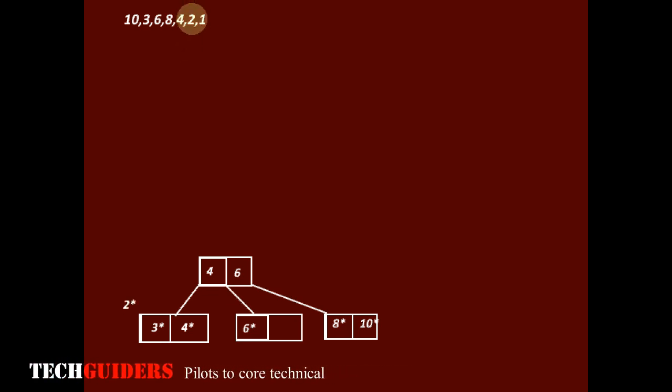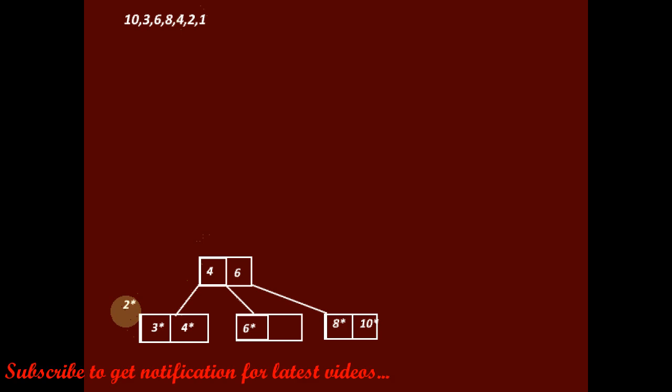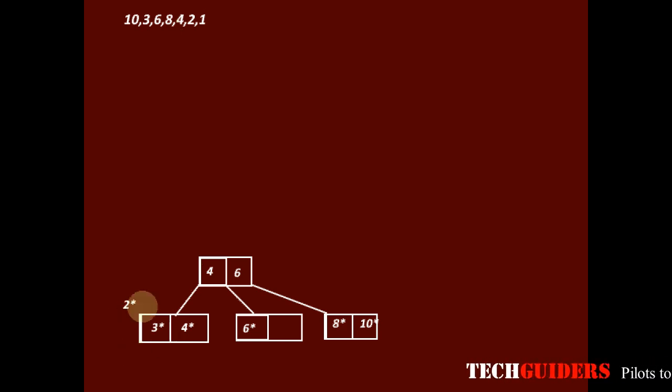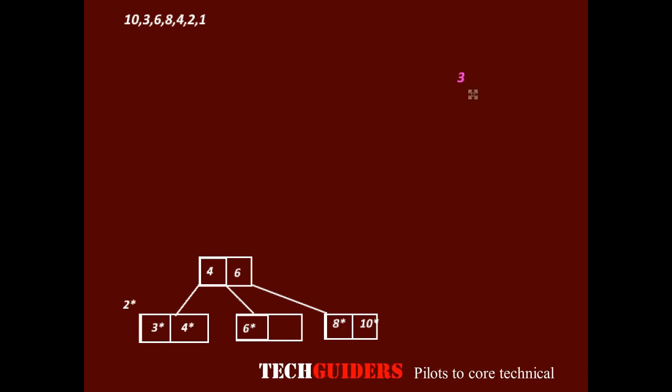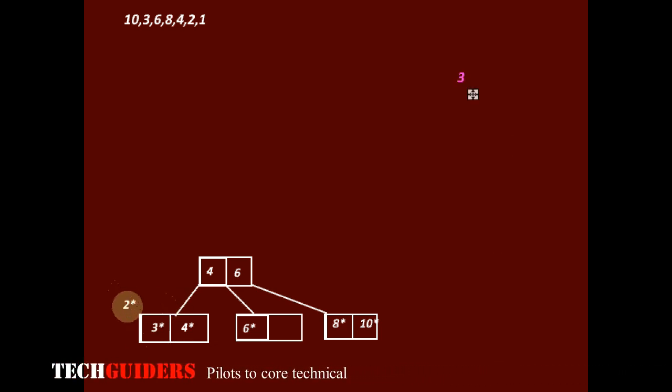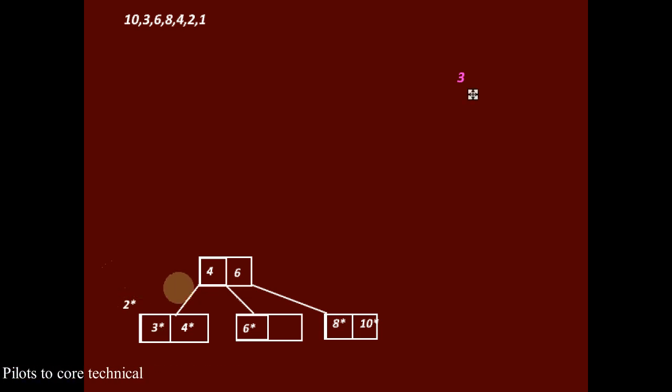Next we should insert 2. 2 is less than 4. 2 should be inserted before 3. There is no more space in this node. Again one more leaf node split is needed. We will keep more items to the left. Thus 2, 3 will be placed on the left node. 4 will be placed on the right node. The key 3 will be pushed to the parent level.